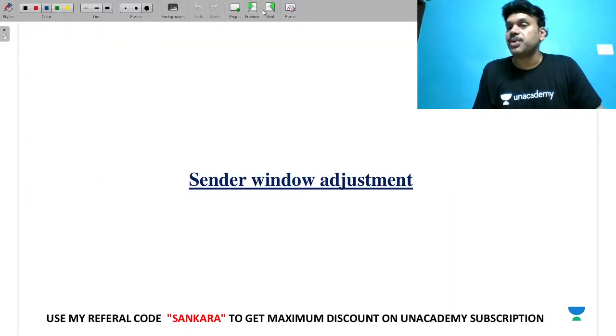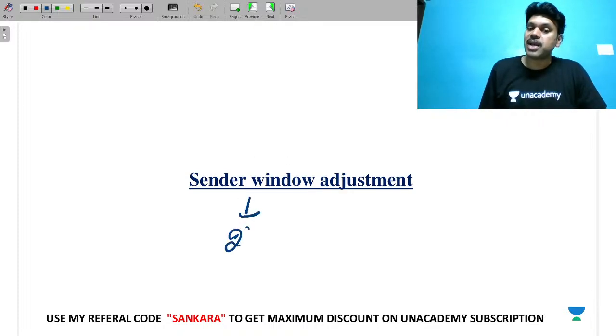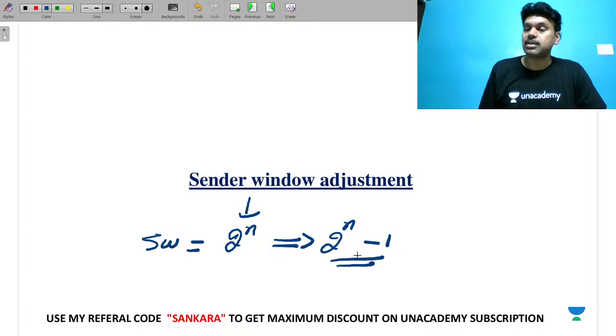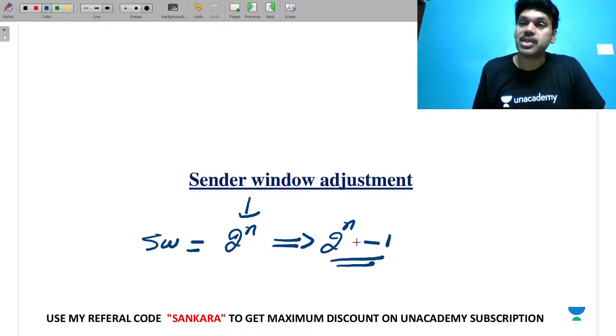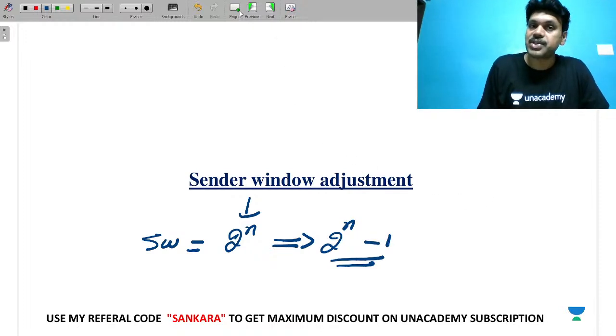Now sender window adjustment. This is another part of your sliding window. In some cases, initially I started with sender window size equal to 2 power n. Then I have reset it to 2 power n minus 1. Why? Now I am going to reveal the secret. Observe. Why do we not send 2 power n? Why must we send only 2 power n minus 1? Please understand.